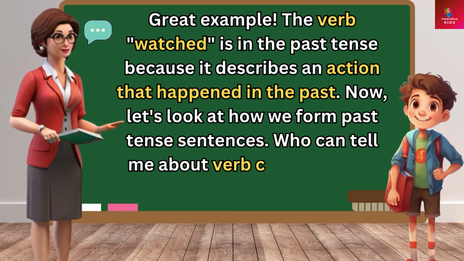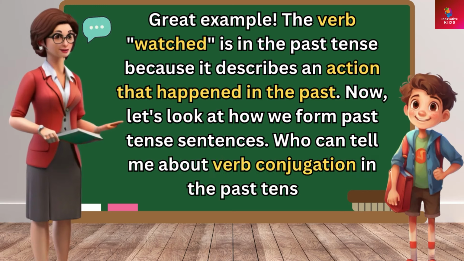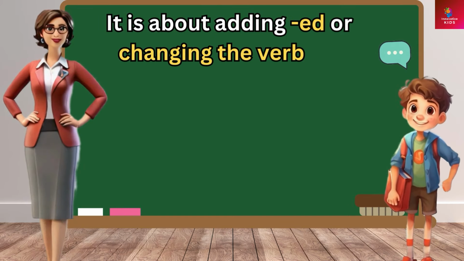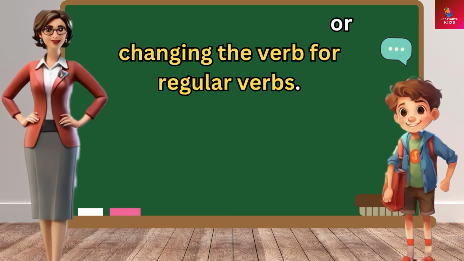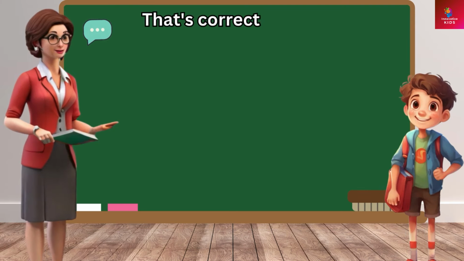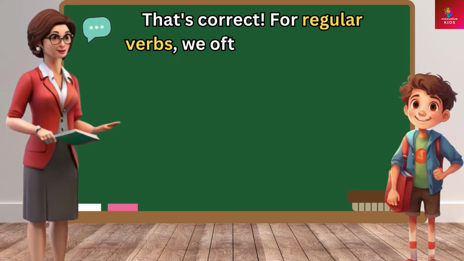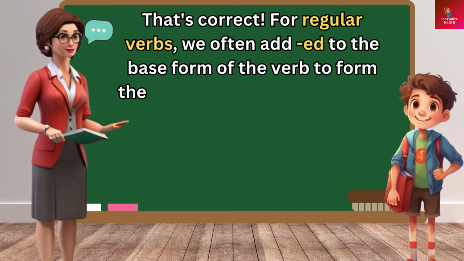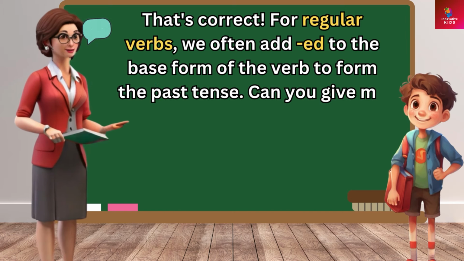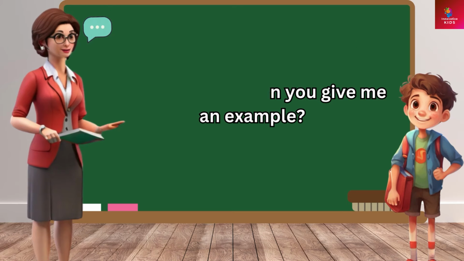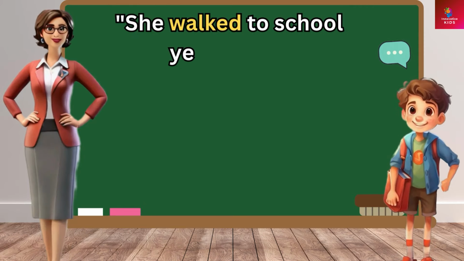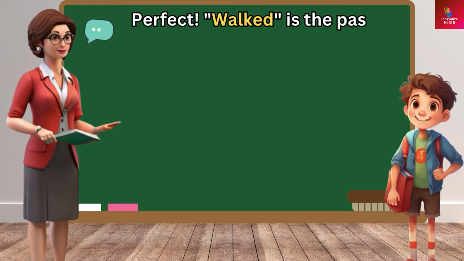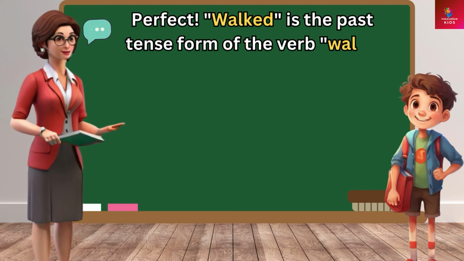Who can tell me about verb conjugation in the past tense? It is about adding ed or changing the verb for regular verbs. That's correct. For regular verbs, we often add ed to the base form of the verb to form the past tense. Can you give me an example? She walked to school yesterday. Perfect. Walked is the past tense form of the verb walk.